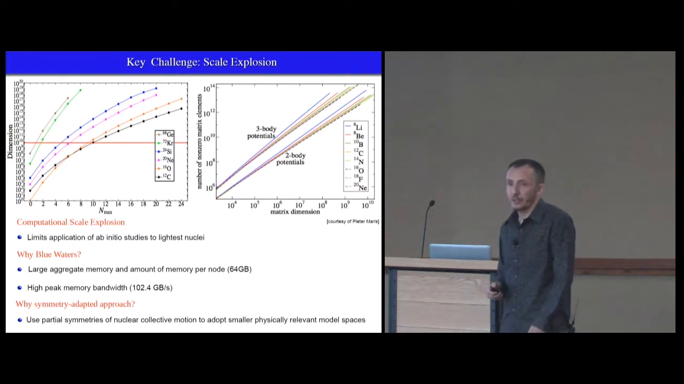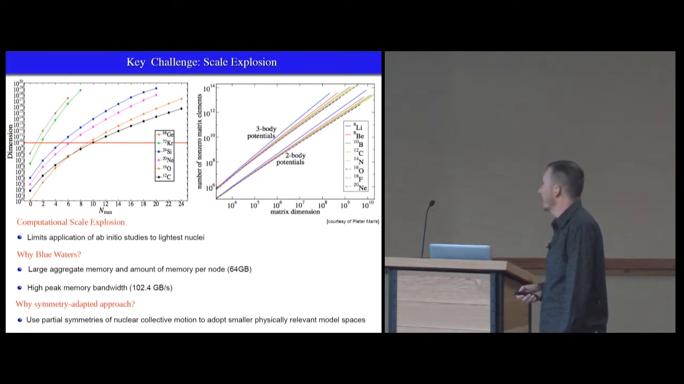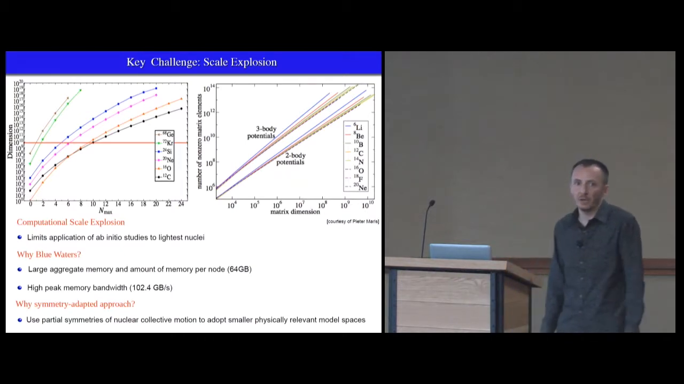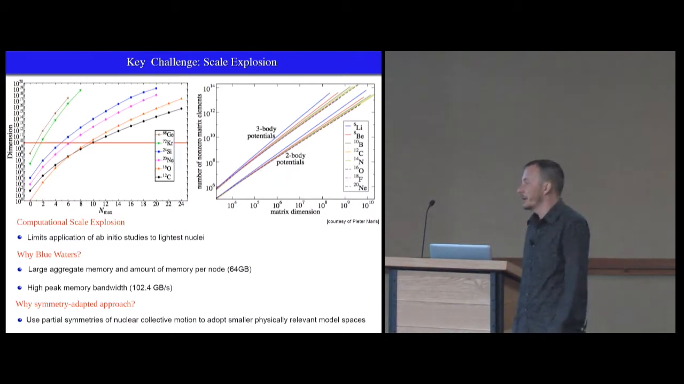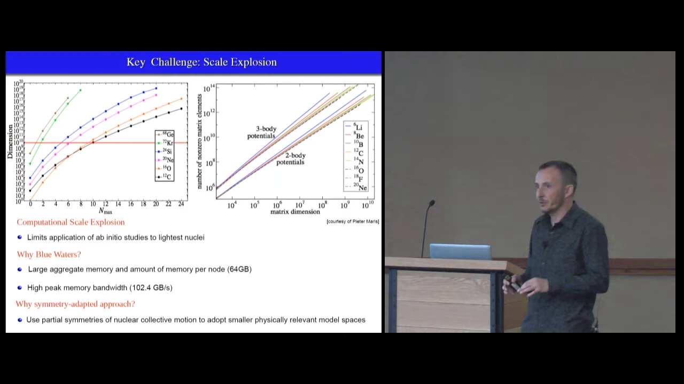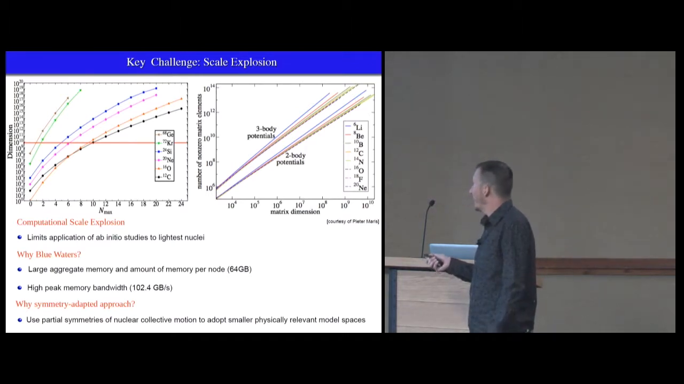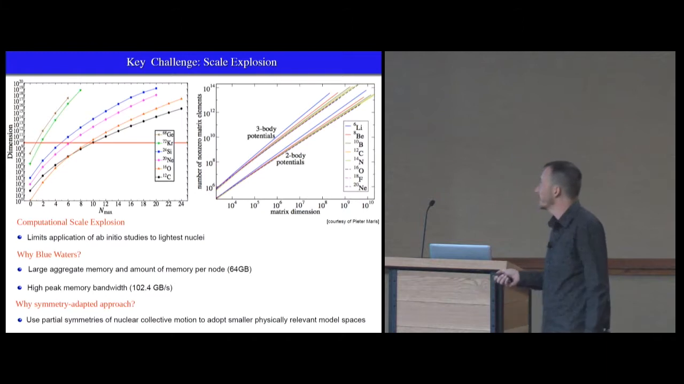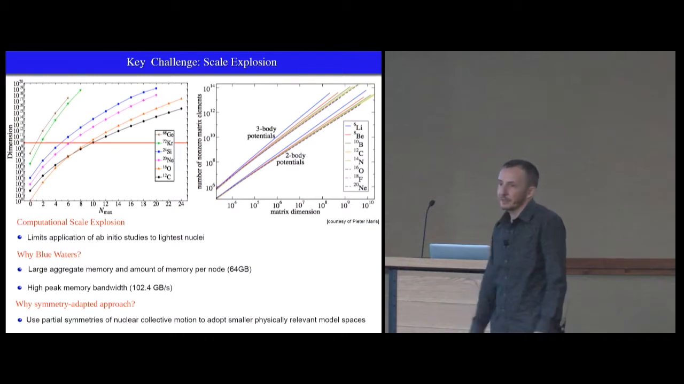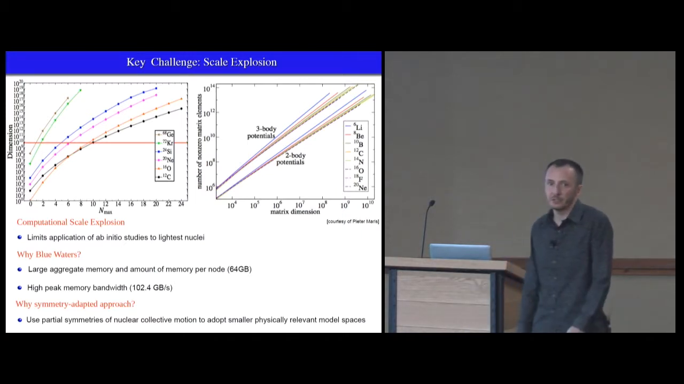And here is the key challenge of this configuration interaction approach, and it is the scale explosion in the size of your matrix as you increase the number of total harmonic oscillator excitations that you allow in your basis. That can be related to the size of the box in which you are trying to describe your nuclei. And of course, the heavier nuclei you have, the larger box you need, but at the same time, the dimension grows quite dramatically. This red line represents the biggest dimensions that we can handle on the biggest supercomputers currently in existence. It's around 10 billion, which is an impressive number.